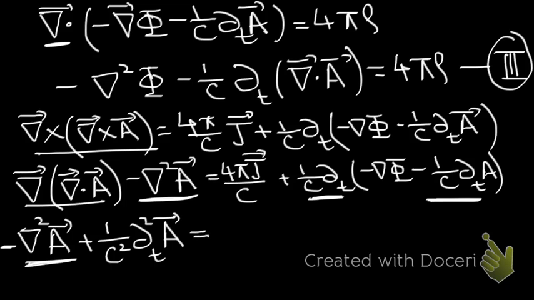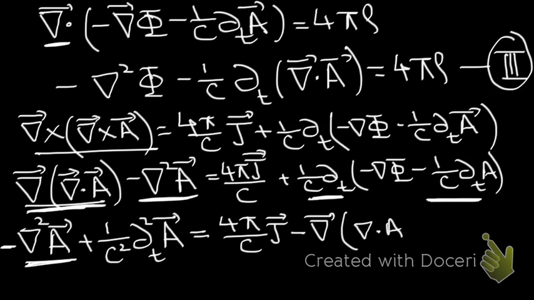would then be equal to 4 pi over C J vector, that is the current density, minus the gradient operator and this thing over here, right? So now I'll be writing this thing as del dot A minus 1 over C times the partial time derivative of my del of phi, right?